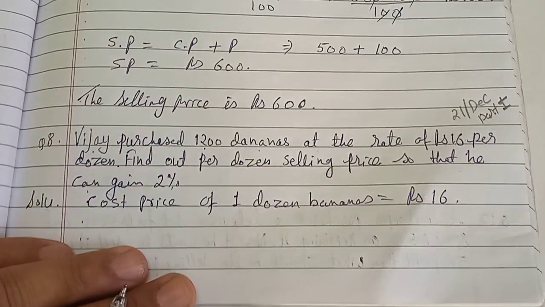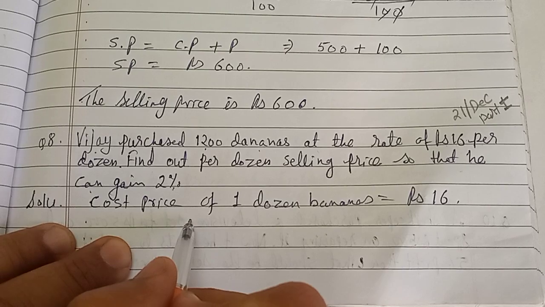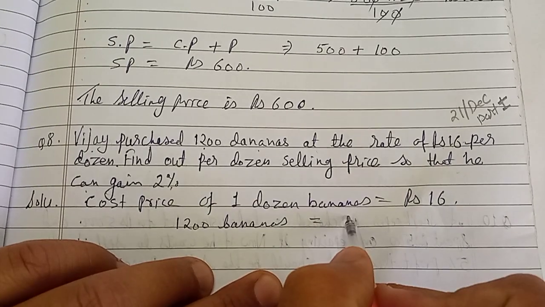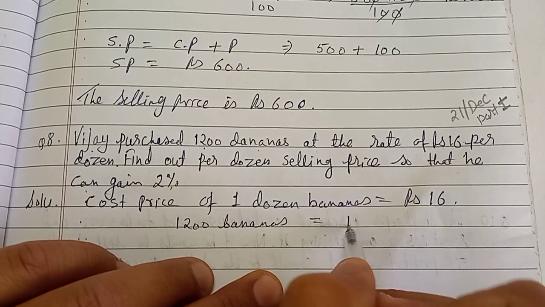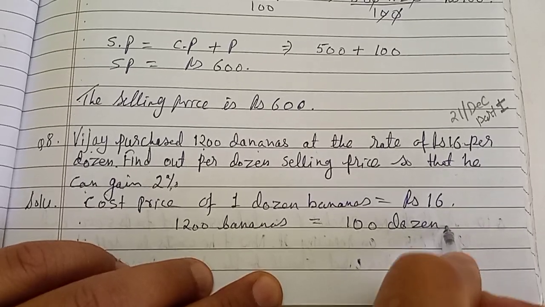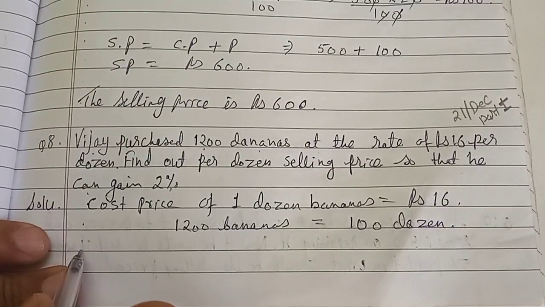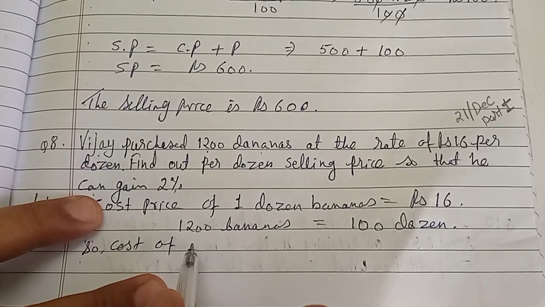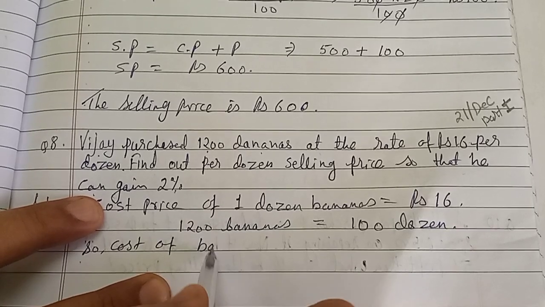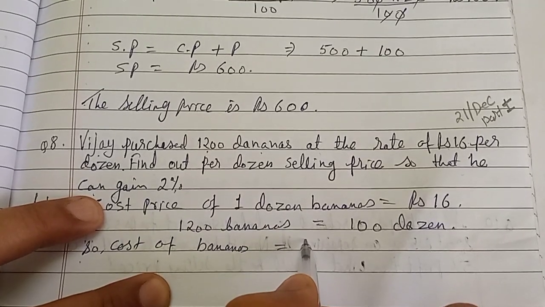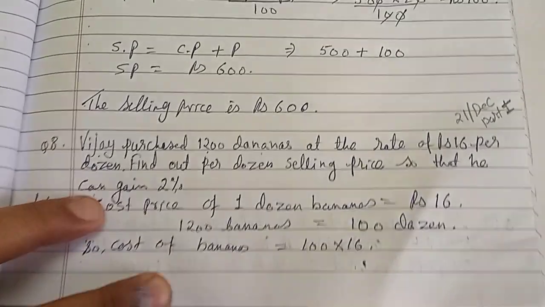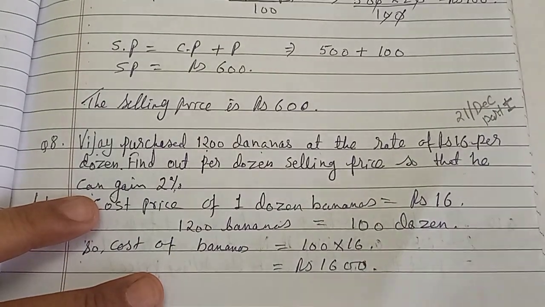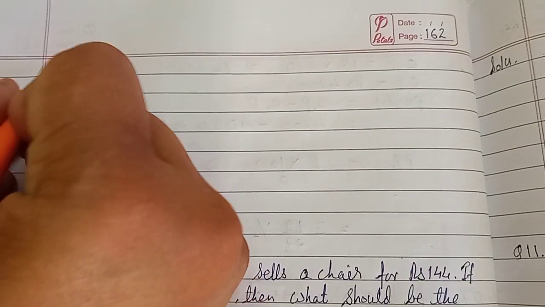Rupees 16. So 1200 bananas is how many dozen? 100 dozen. So cost of bananas equals 100 into 16, that is rupees 1600. Now what is said?